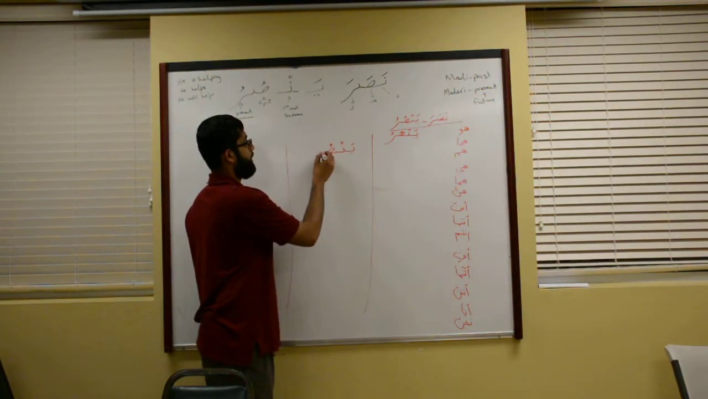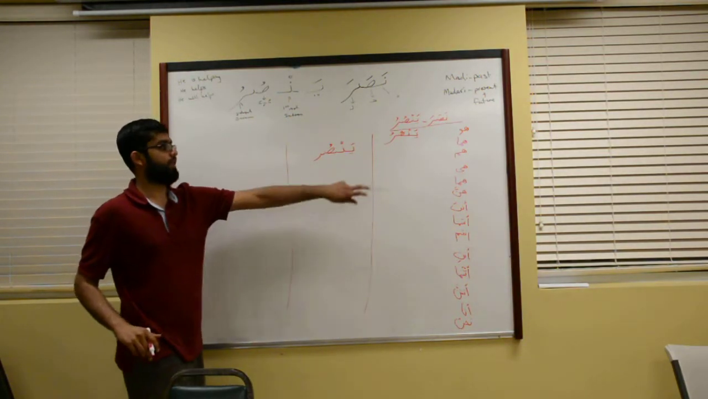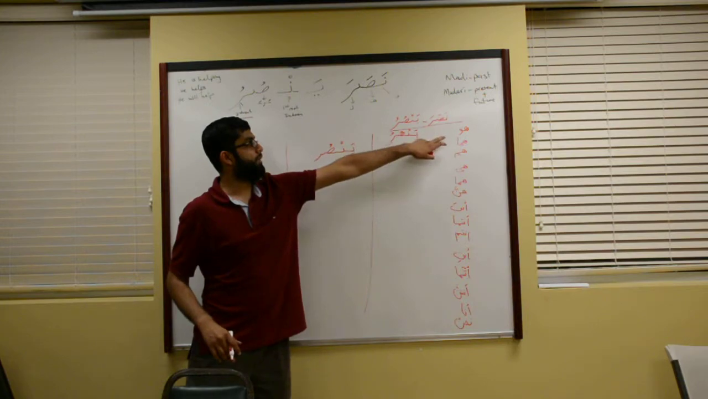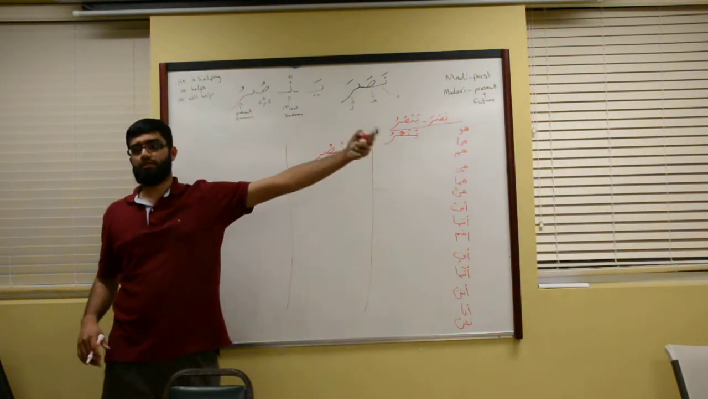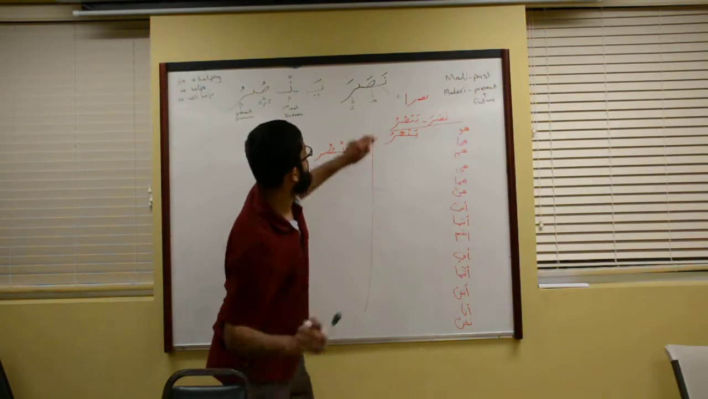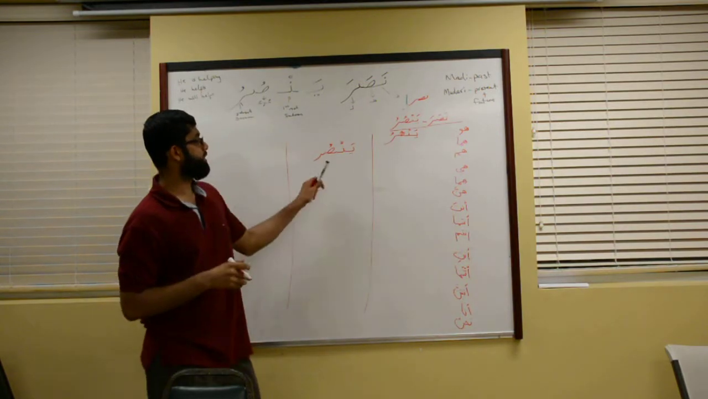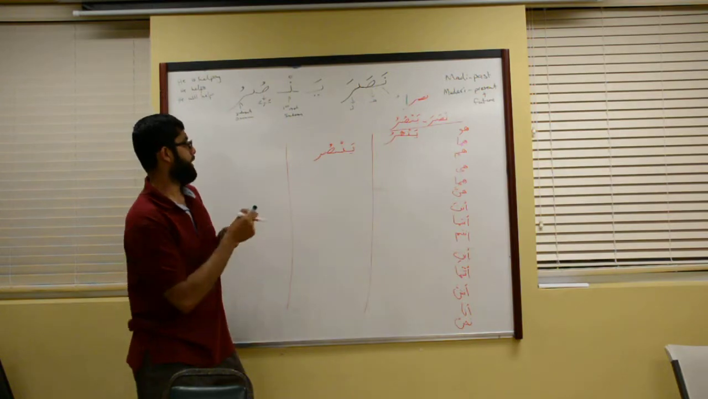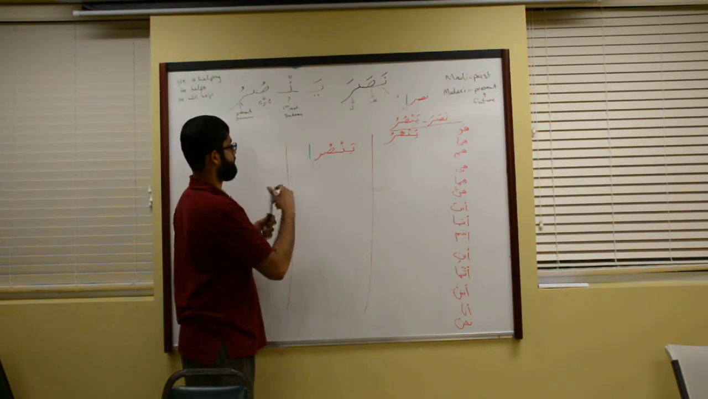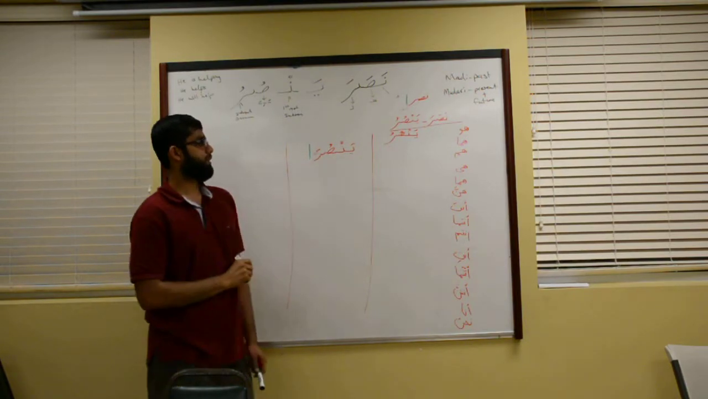Yansu. Now the tricky thing with this one is the ra is supposed to have a dhamma, but we're gonna switch it because we need a fa'il for the huma. What was the fa'il for huma in nasara? For they helped, nasara. What becomes the fa'il in nasara? The alif, right? So similarly, we need a fa'il for the huma for yansuru, and the fa'il for the dual is always alif. So we put an alif, and because you can't really say this one, you have to change the dhamma to a fatha. Yansura.